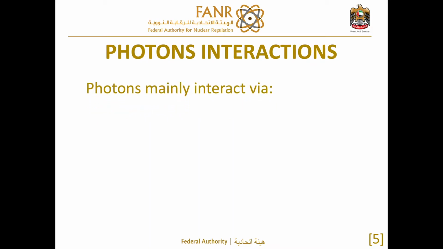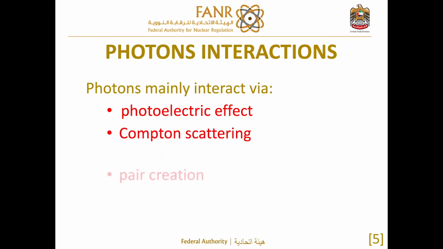So the difference here is that in between one interaction and the next one, the photon doesn't slow down, it doesn't change direction, it doesn't lose energy, it just travels in the material. When an interaction takes place, a photon interacts by photoelectric effect, by Compton scattering, or by pair creation. These are the three most important interactions between photons and materials.